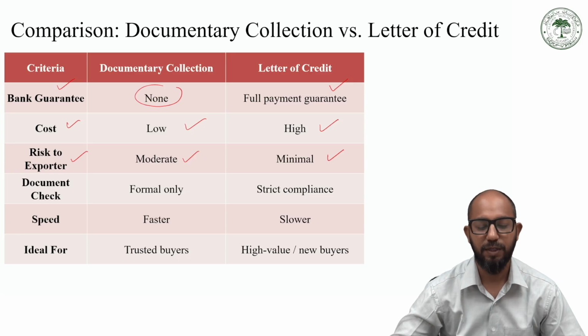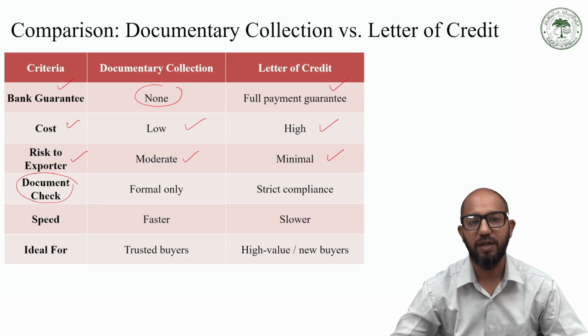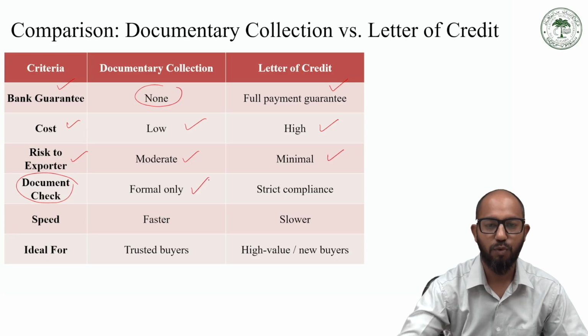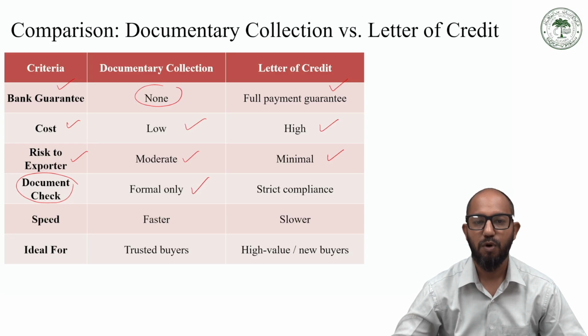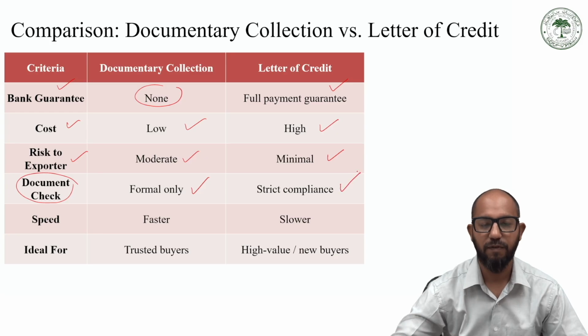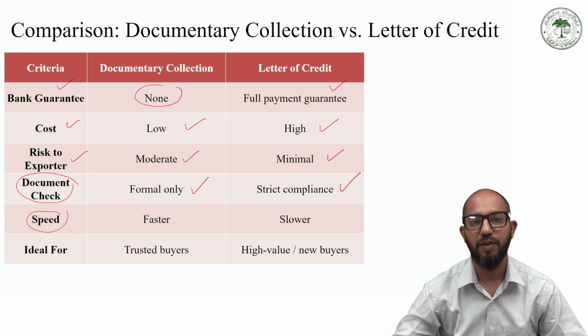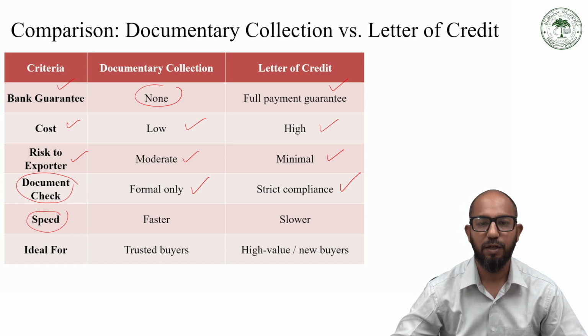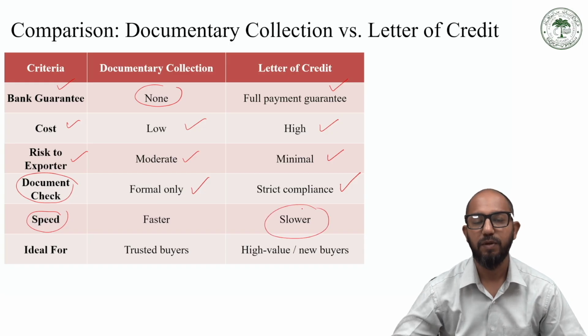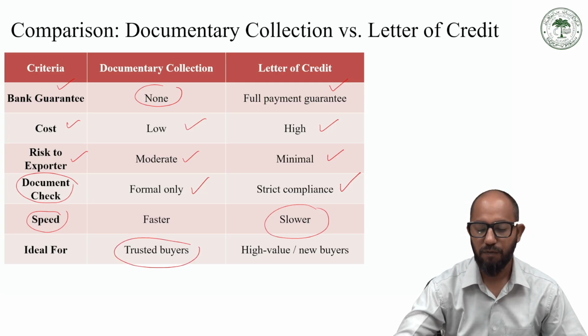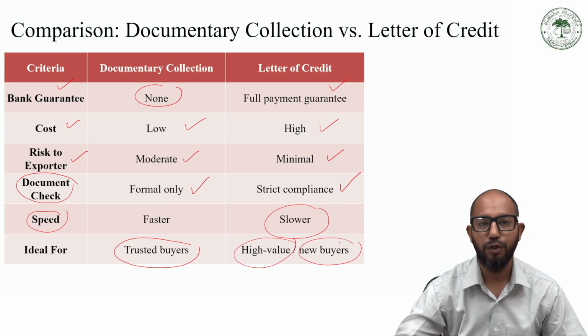With respect to the parameter of document check, under documentary collection it is only formal, that is, only formally we have to check the documents. On the other hand, in letter of credit, the documents are checked according to strict compliance. With respect to speed, under documentary collection the speed is very fast, while in letter of credit the speed is slow. With respect to its ideal condition, documentary collection is best for trusted buyers, while letter of credit is ideal for high valued importers or new buyers.